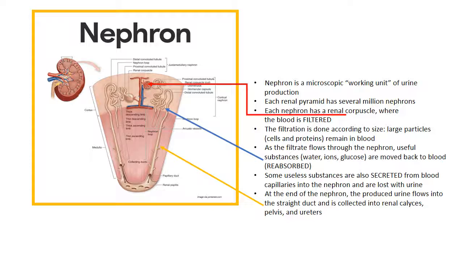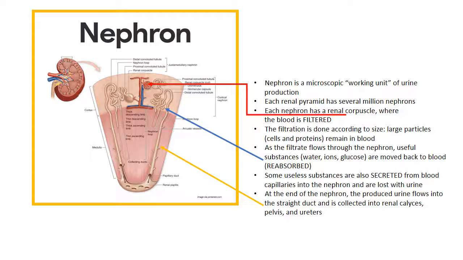A nephron is a microscopic working unit of urine production. Right? So actually there are millions of nephrons. Each renal pyramid contains a few million nephrons. They are tiny, you don't see them; you need a dissection microscope, a pretty powerful microscope, to see nephrons. Each nephron produces a little bit of urine, and then this urine is collected, like we said, into the calyces, then into the pelvis, and then into the ureter.